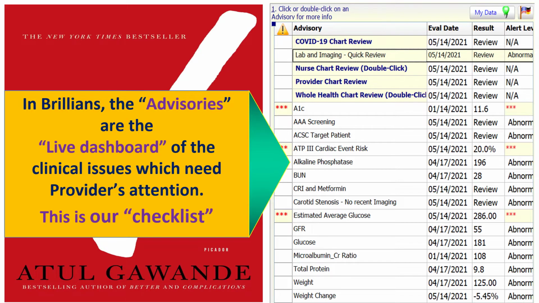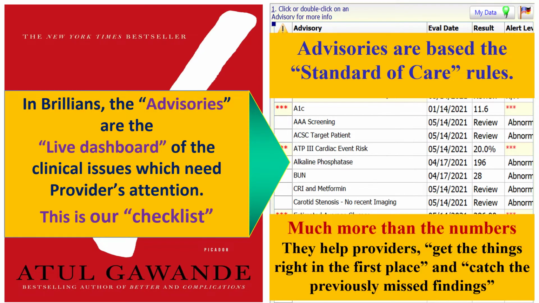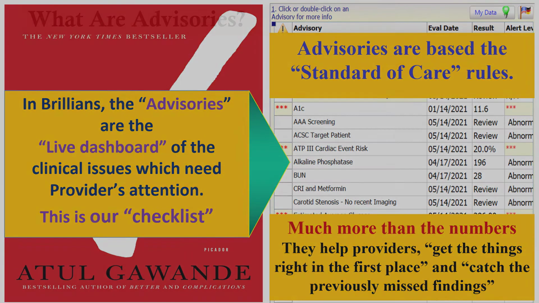Advisories are based on the standard of care rules and the high-risk findings in the patient's medical record. Advisories are much more than just the numbers. They provide extensive data about the concerned topic. The advisories are one of the most powerful features of Brillians. They help providers get the things right in the first place and catch the previously missed findings.